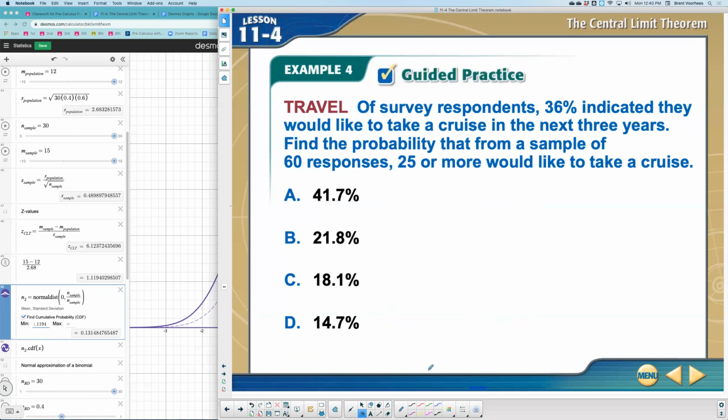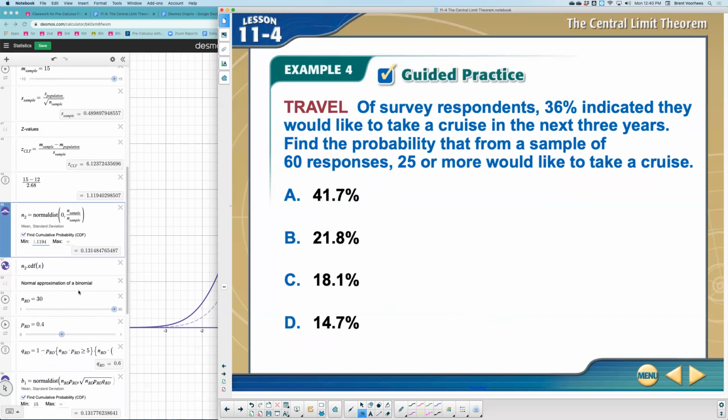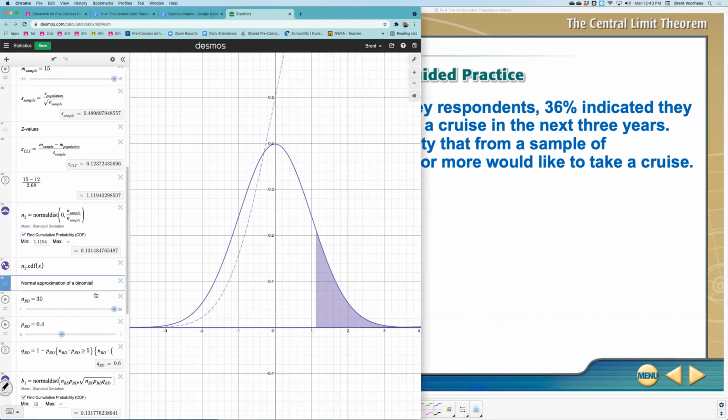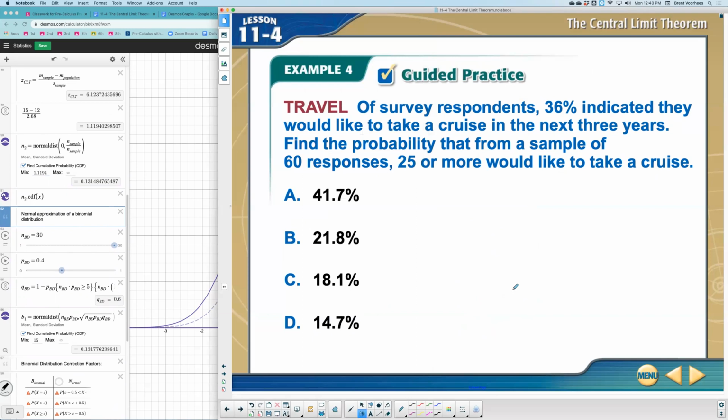All right, so I'm going to let you try one. Simply put, if you want to use the calculator, you can. You just need to use the normal approximation of a binomial distribution. That should say distribution here. And you could use this to come up with your normal distribution. Pause the video if you need more time.